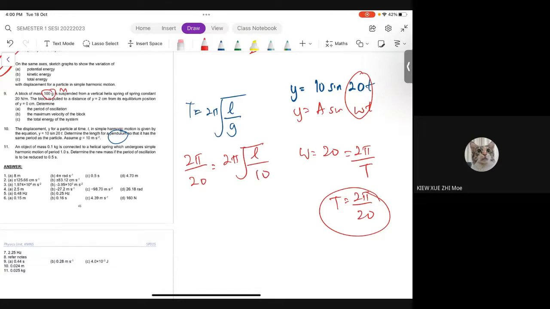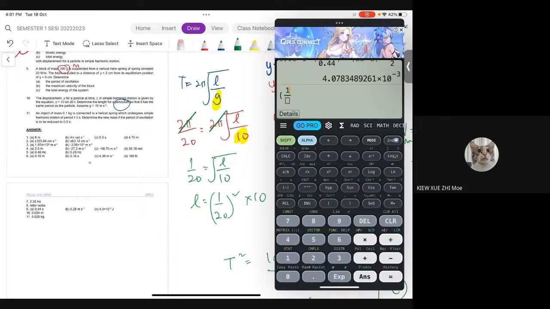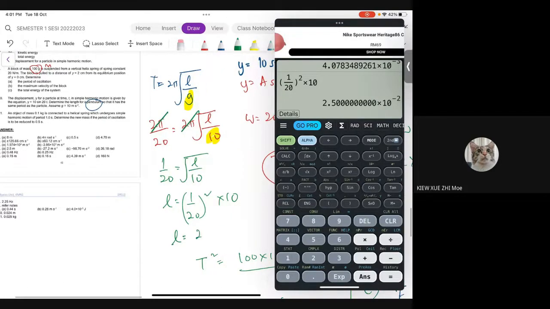Kena guna g dia, kalau dia bagi 10 guna 10. Okay, apa boleh cancel? Yang boleh cancel 2 pi mati. So you tinggal 1/20 square root L over 10. So your L will become 1/20 squared times 10. So jawapan dia adalah 0.025, ataupun biar je lah jawapan dalam power. So length you 2.5 times 10 negative 2 meter.